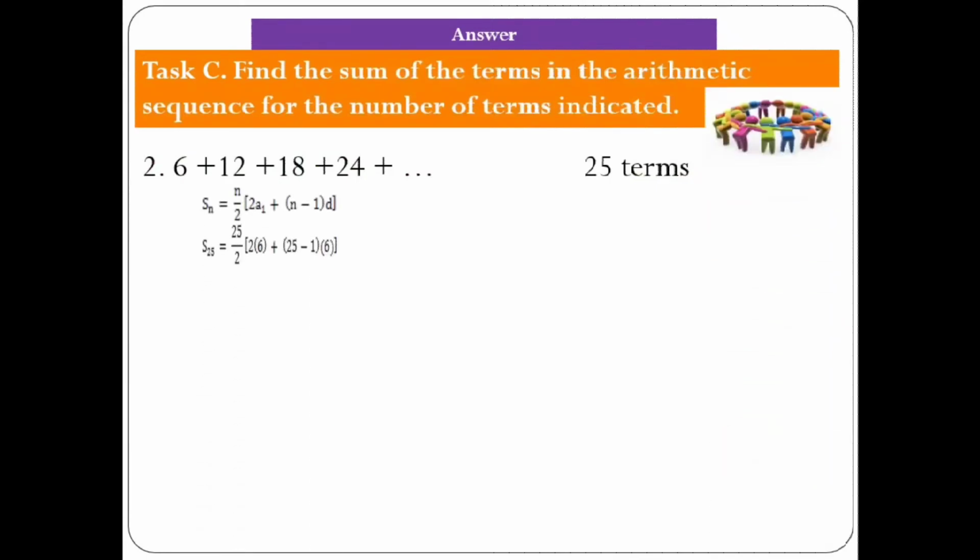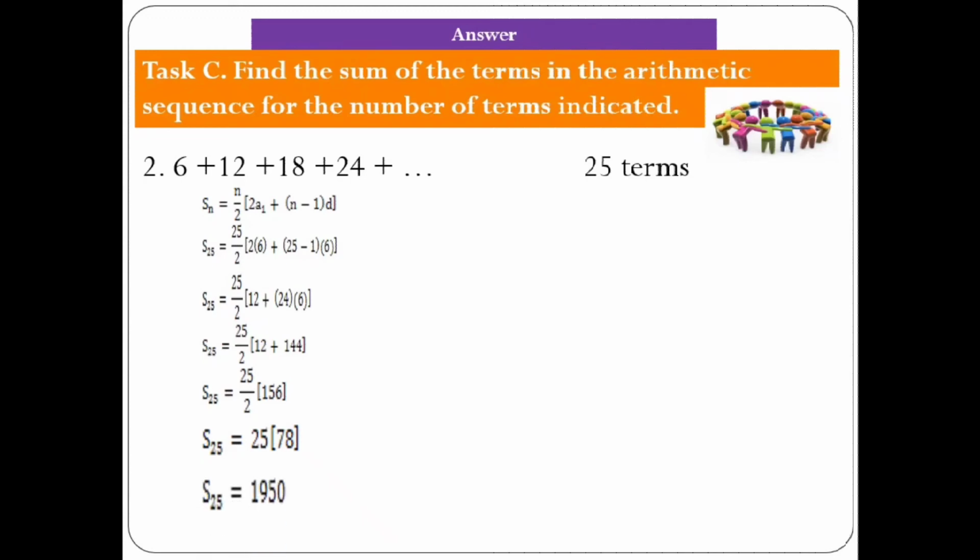Number 2. The sum of the first 25 terms of the given sequence 6, 12, 18, 24, and so on can be solved using the formula S of n is equal to n over 2 times the quantity of twice the first term plus the quantity of n minus 1 times the common difference, where n is 25, first term is 6, and the common difference is 6. By substitution, we have 25 over 2 times 12 plus 144, and the sum of the first 25 terms is equal to 25 times 78, which is equal to 1950.